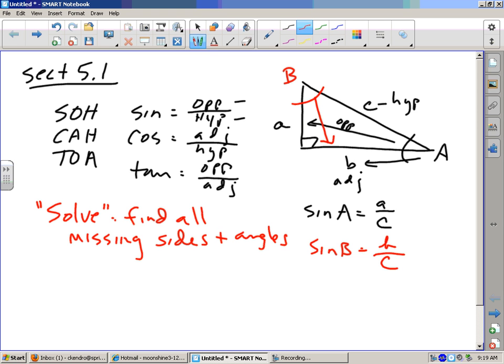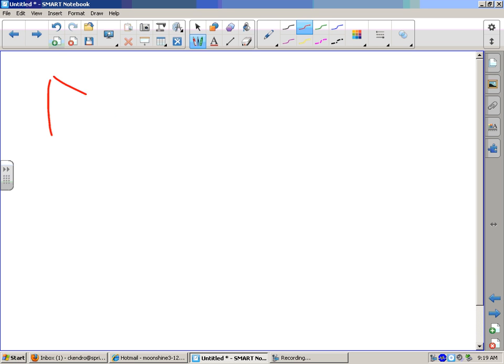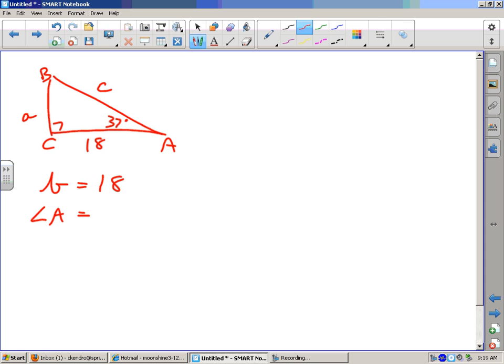All right, so let's try a problem here. So here's my triangle, and I have A, B, C. This is A, this is little c, and this is little b. And all we know is this is 37 degrees. So if I want to solve it, I need to find side B, it was already 18, angle A is 37, and angle C is 90. So I need to find angle B, side A, and side C in order to solve it. So let's try to find little c to start with.